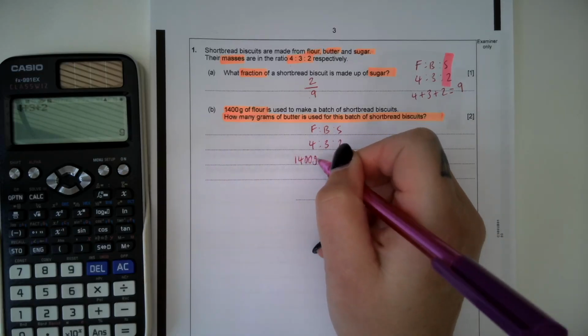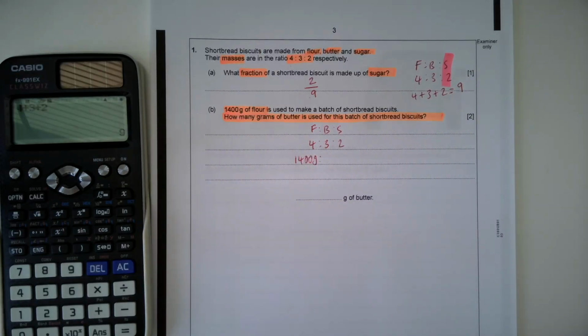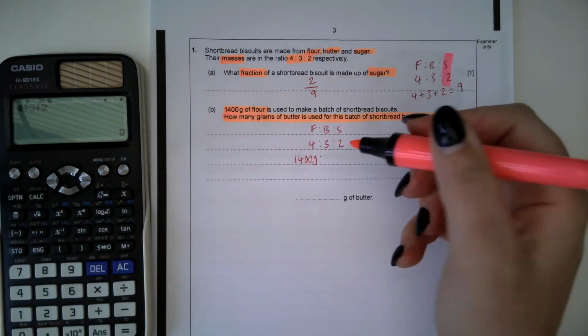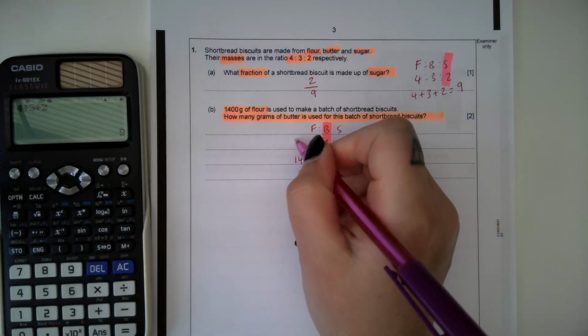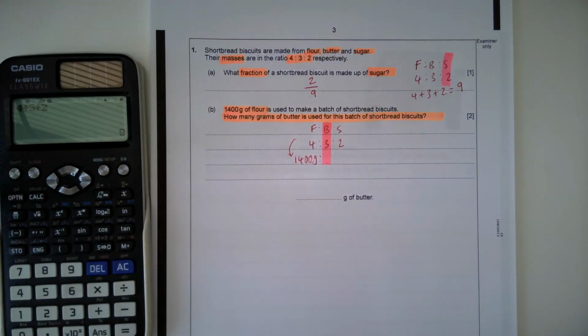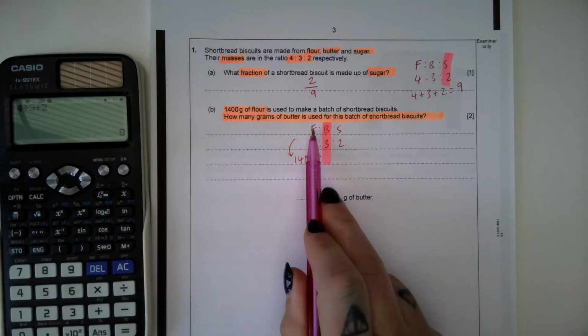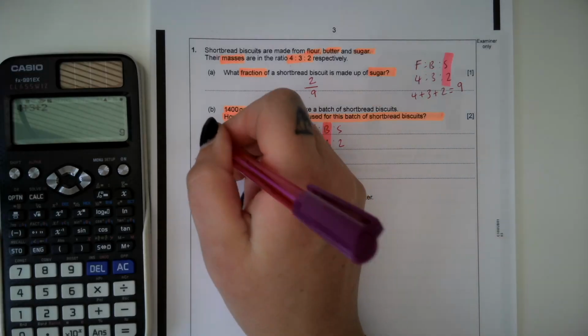So I'm going to pop that there. So I know that flour is worth 1,400 grams. What I'm interested in is how much butter is used in this particular batch. So I'm interested in that column of my ratio there. So I need to find out what has happened to scale up this ratio of flour from 4 to 1,400.